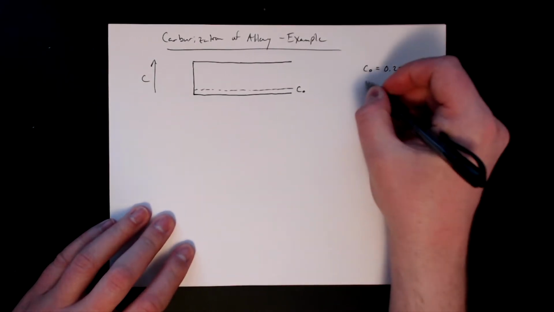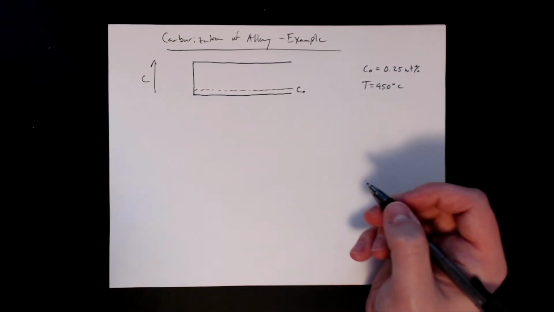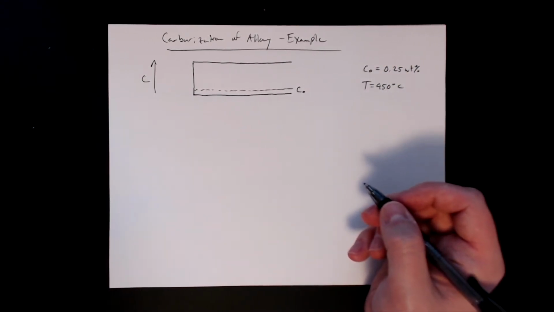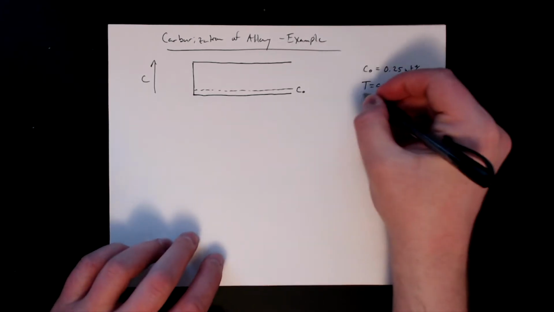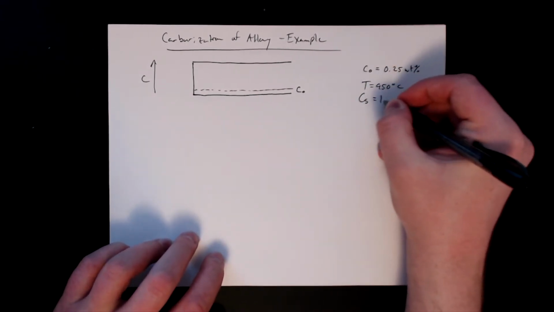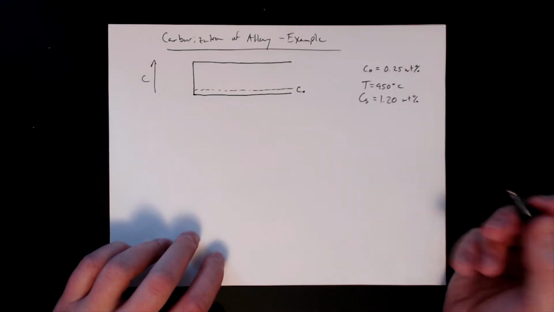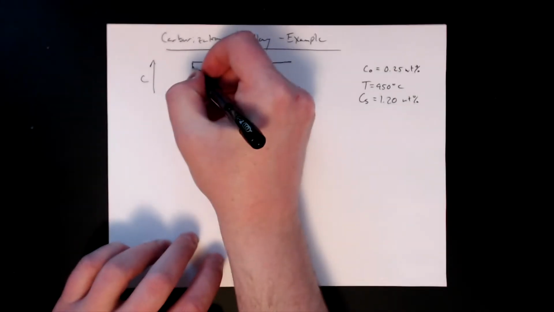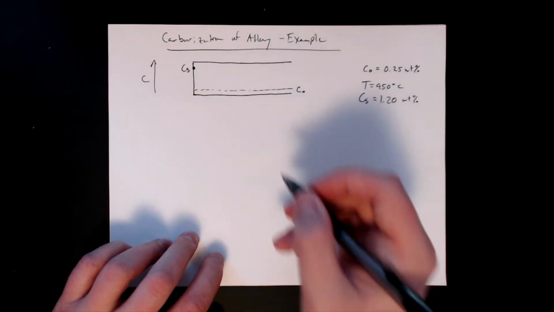The temperature is 950 degrees Celsius, is the next part it says. And then it says the concentration of carbon at the surface. So surface, that should tell you CS in this case. So CS is equal to 1.20 weight percent carbon, right? So that tells us that at the surface here, it jumps up to this concentration here, CS.